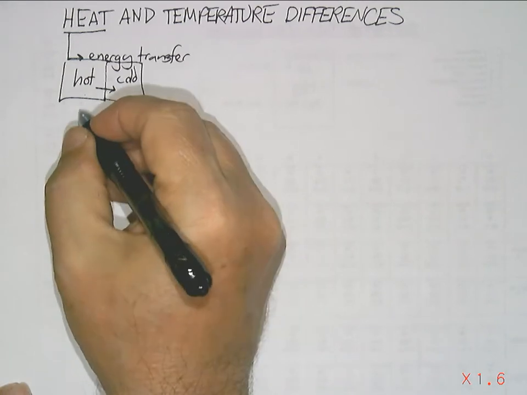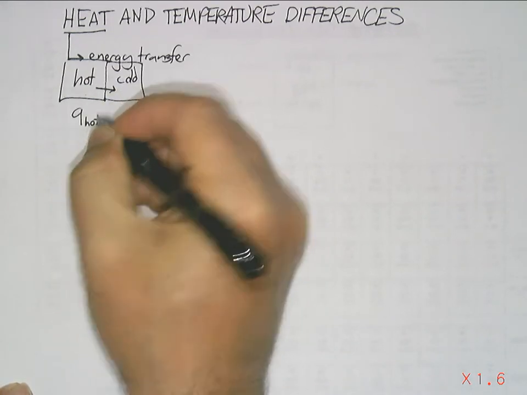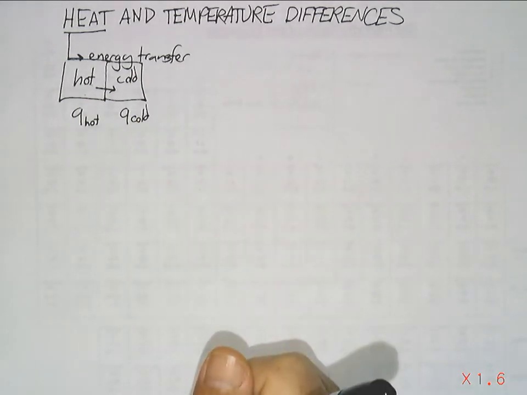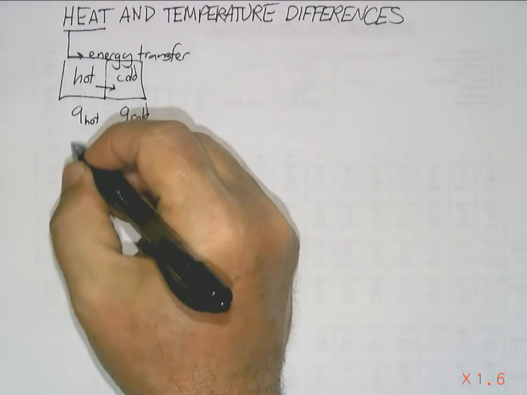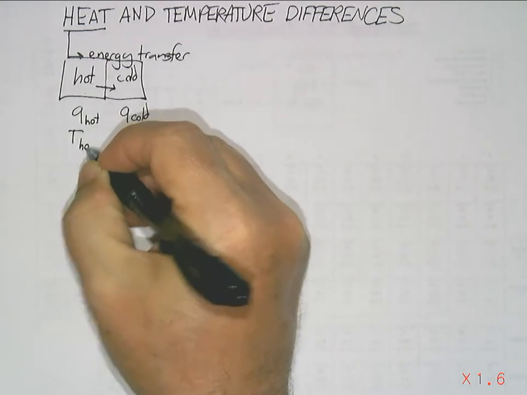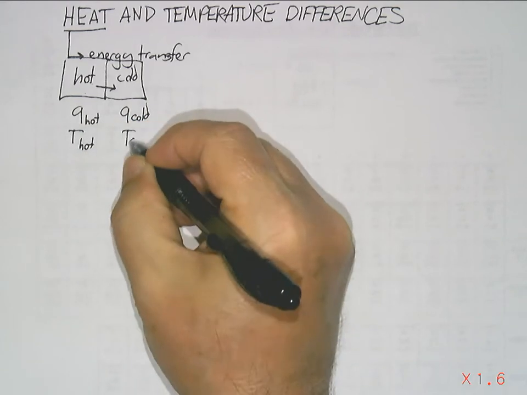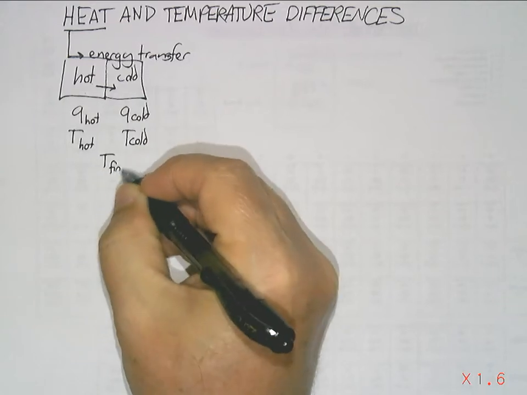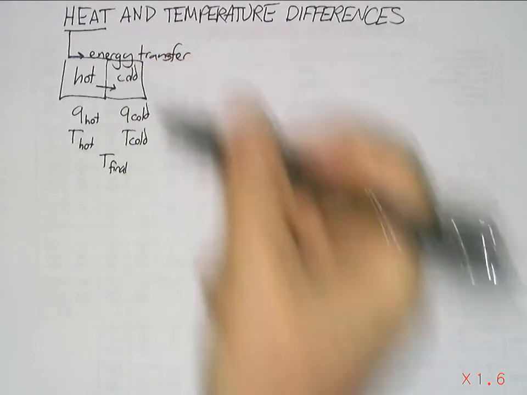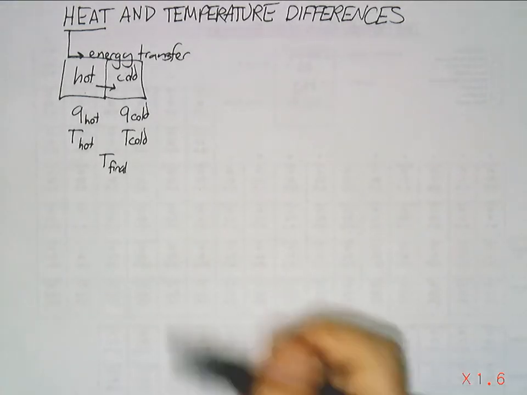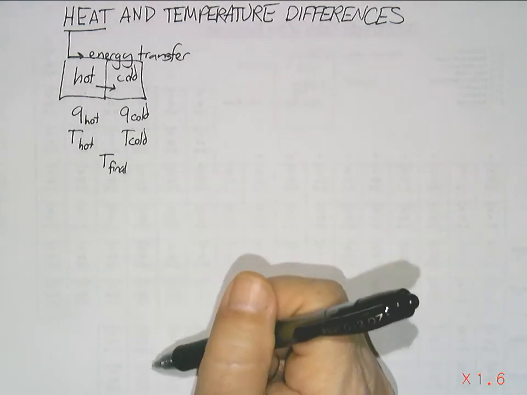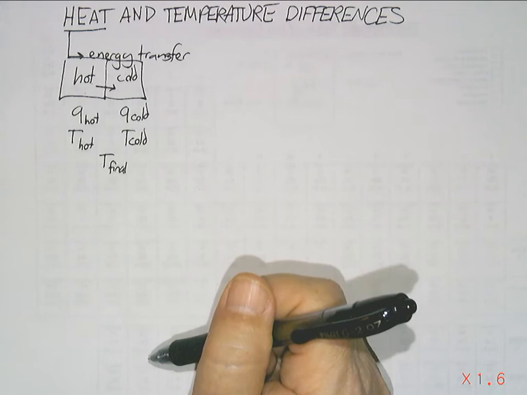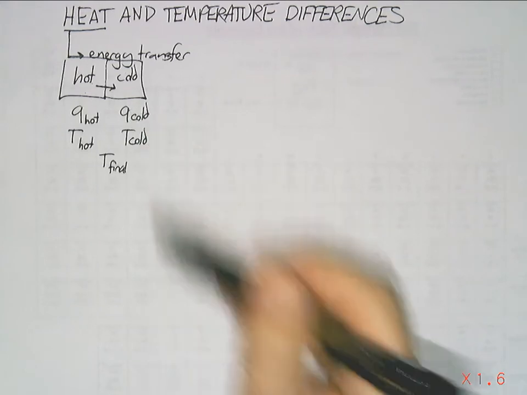And you'll have two heats: a Q hot for the hot object and a Q cold for the cold object. And you'll have two temperatures too. There'll initially be a hot temperature and a cold temperature, and there'll be a final temperature. After the heat is done flowing, the temperature of the two objects will be the same. So I'm going to use these symbols when we're talking about problems here that have to do with relating temperature differences to heat. And I'll always use a Q for heat.